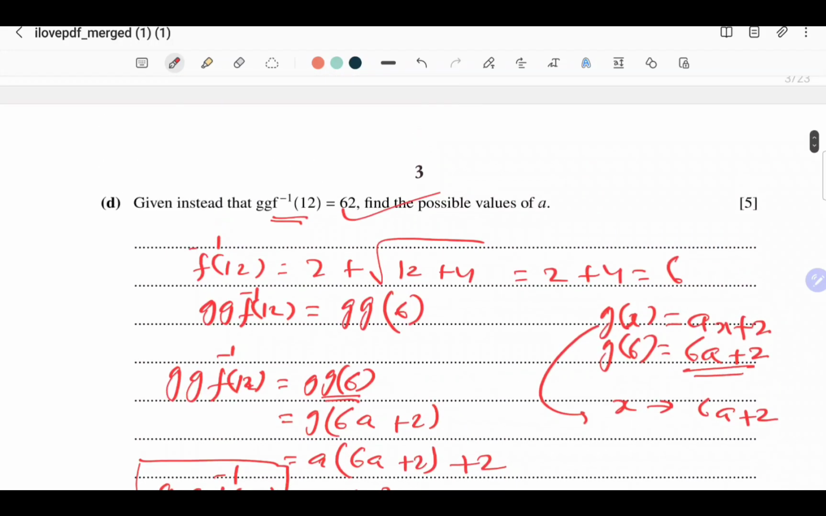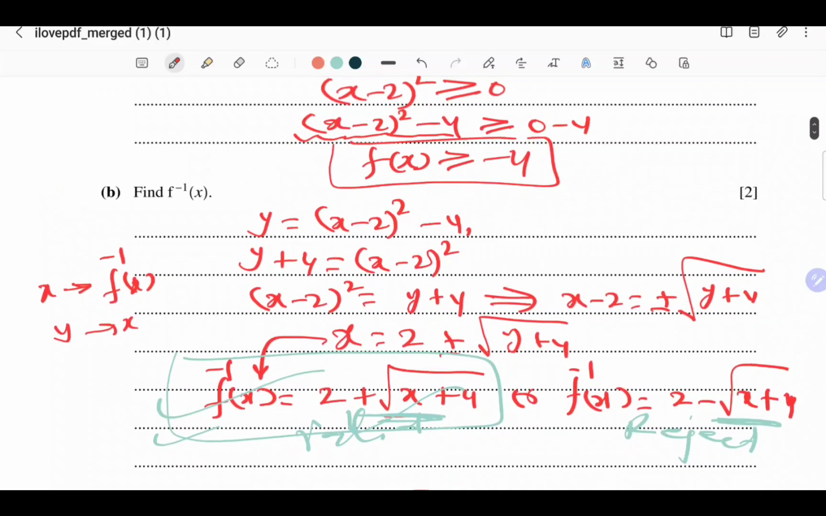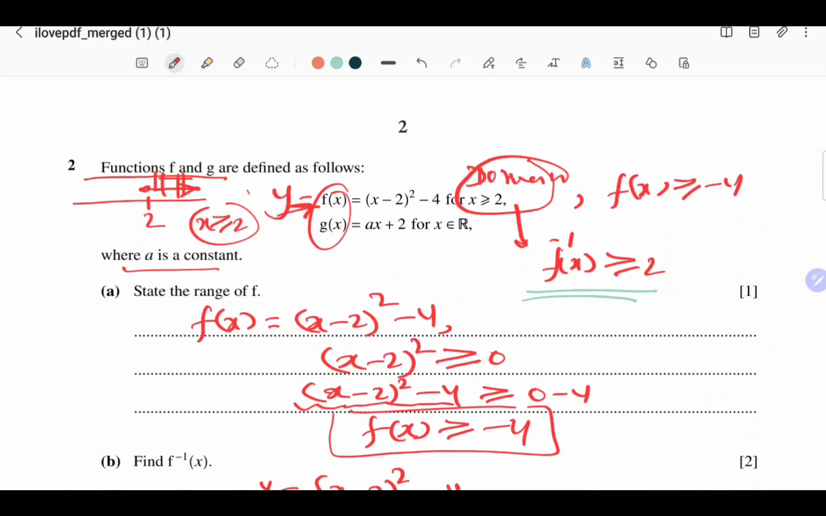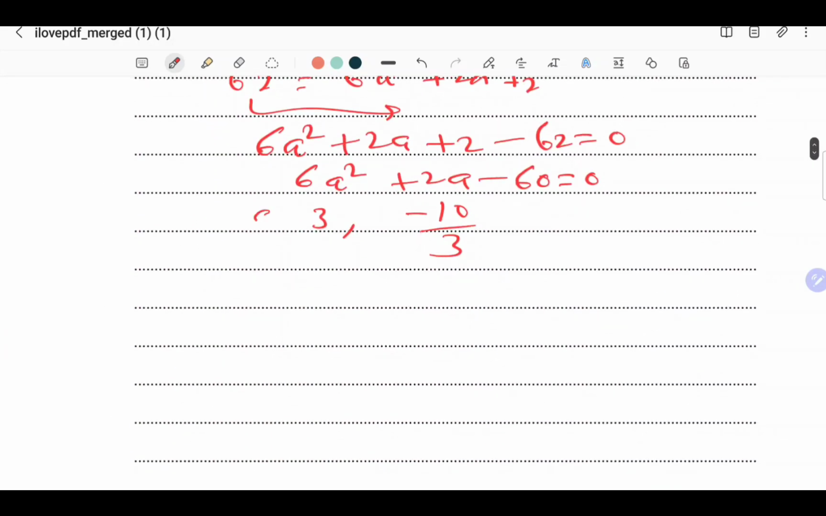By the way guys, this is a, right? And do we have any condition on a? No, a is a constant, so a can be any value. So a equals 3 is valid, and a equals minus 10 over 3 is also valid. So these two will be your answer.